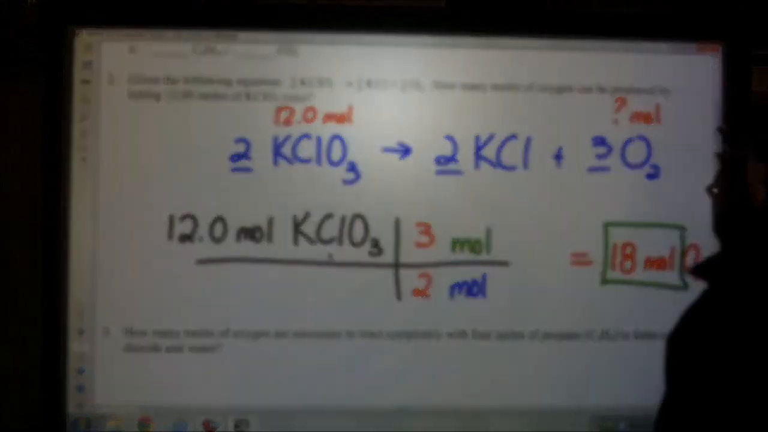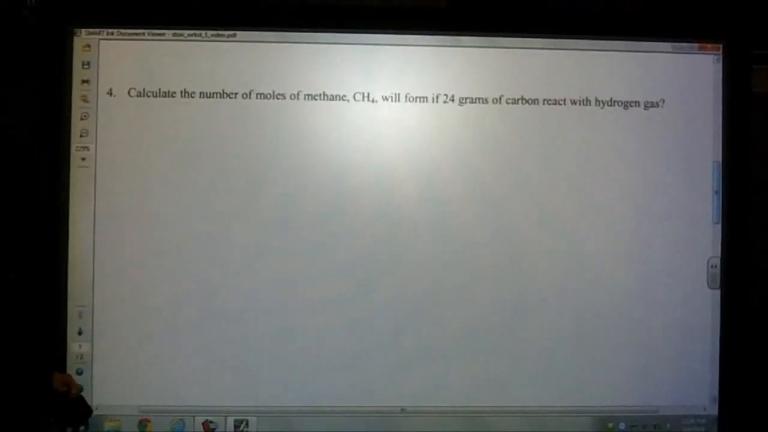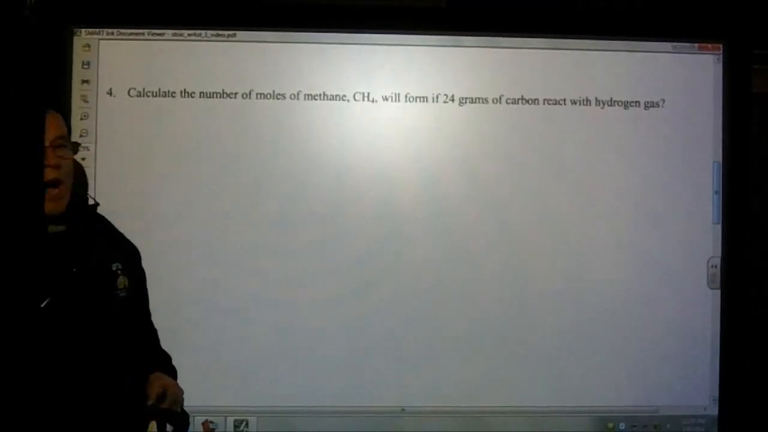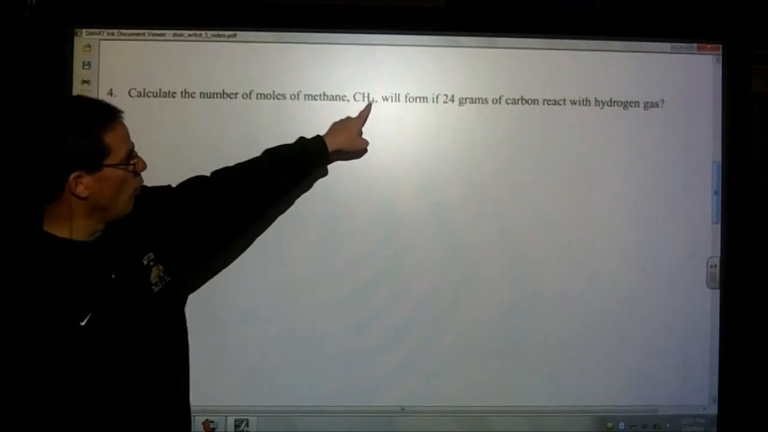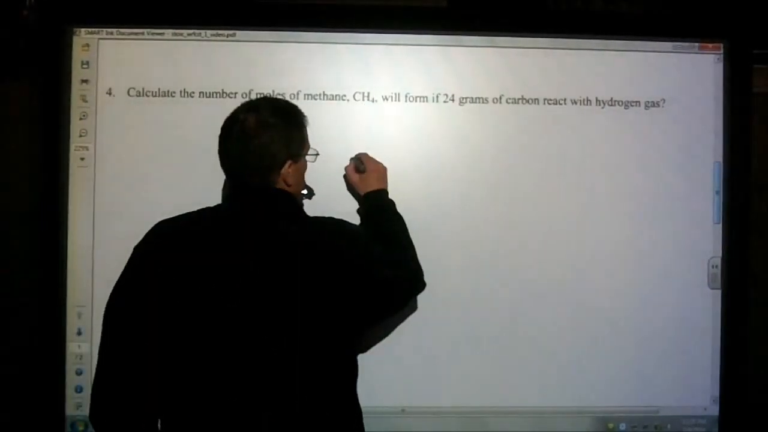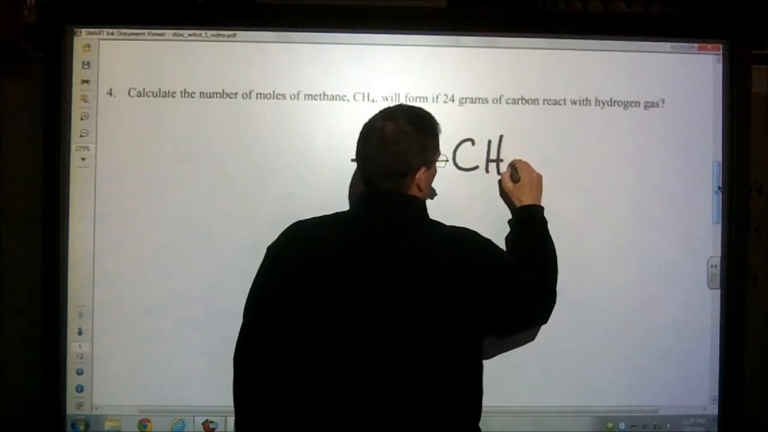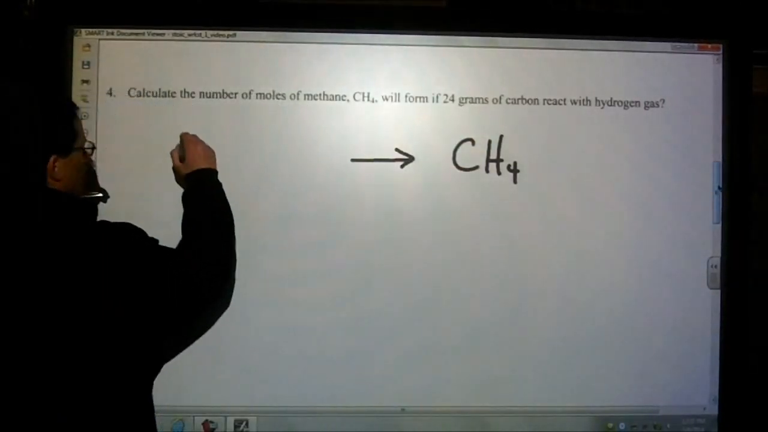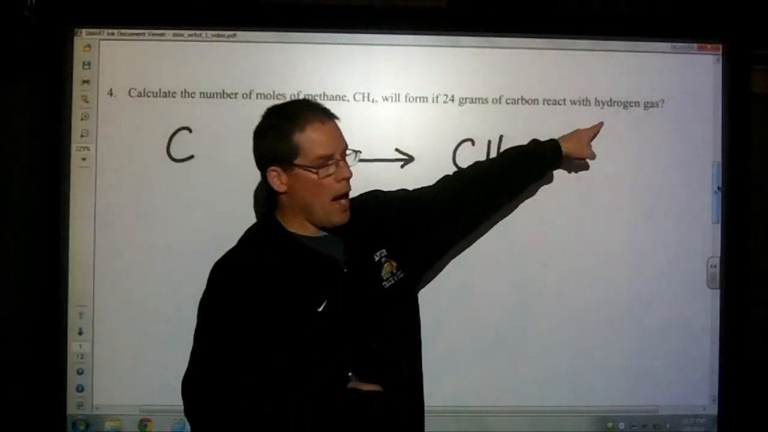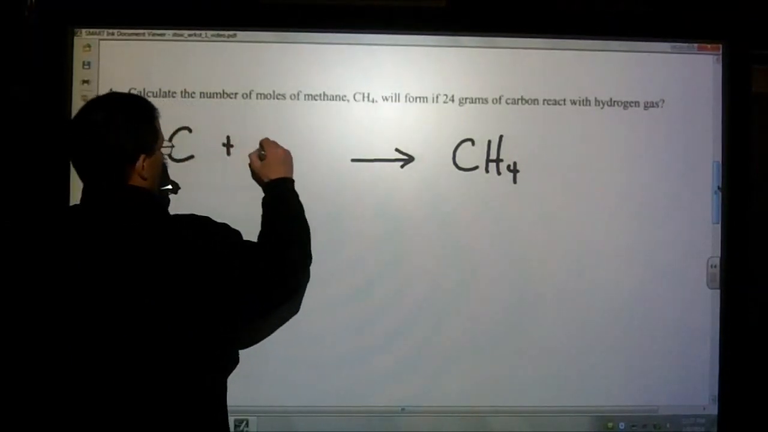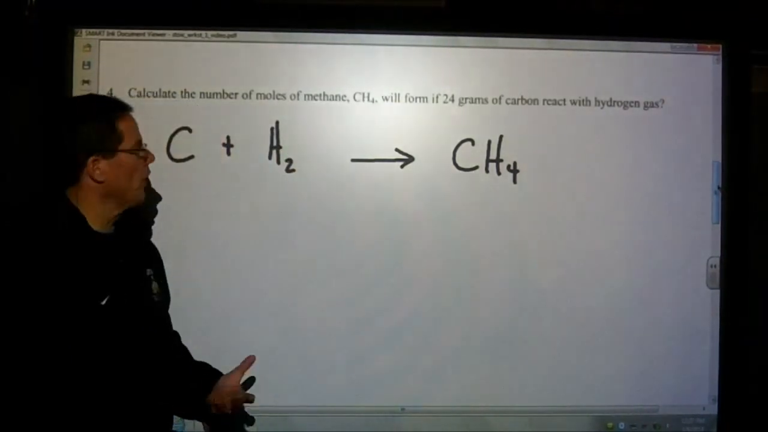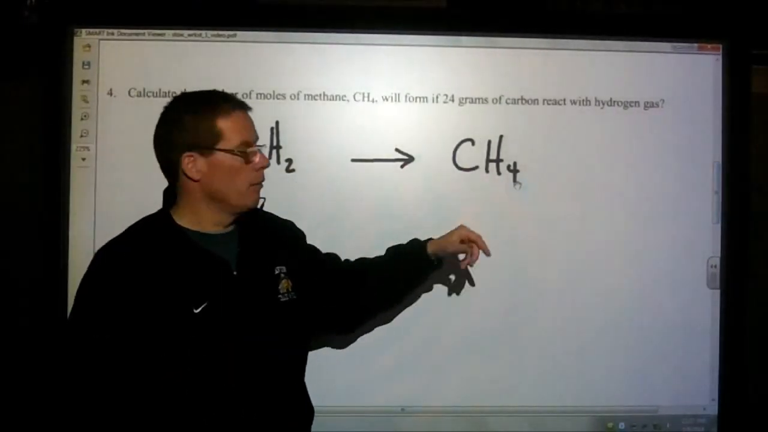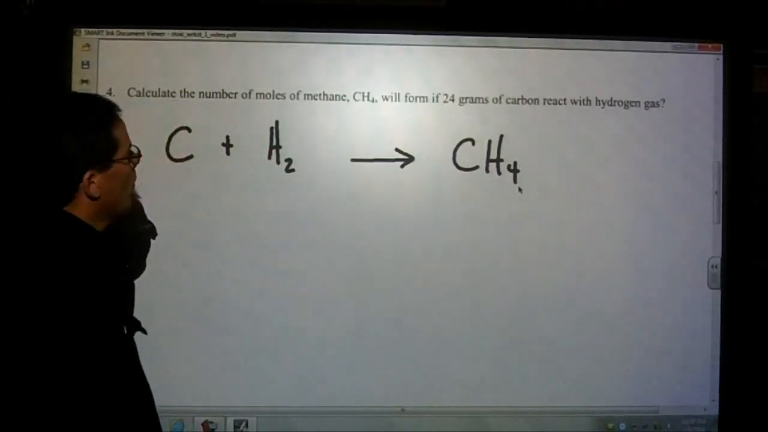Okay, let's look at number 4. Number 4 says calculate the number of moles of methane, CH4, that will form if 24 grams of carbon react with hydrogen gas. So CH4 will form if 24 grams of carbon react with hydrogen gas. So make sure you know what hydrogen gas is. If it ends in gen or INE, been saying it all year, then it's diatomic when it's all by itself. Now notice 2s don't carry. All right, so let's write down what we know.